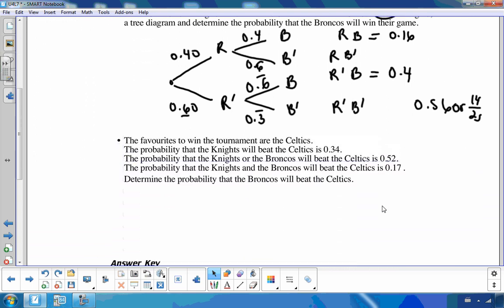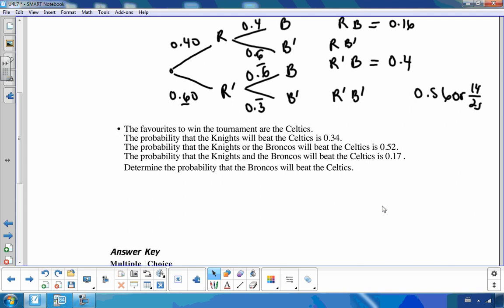The favorites to win the tournament are the Celtics. The probability that the Knights will beat the Celtics is 0.34. The probability that the Knights or the Broncos will beat the Celtics is 0.52. The probability that the Knights and the Broncos will beat the Celtics is 0.7. Determine the probability that the Broncos will beat the Celtics.